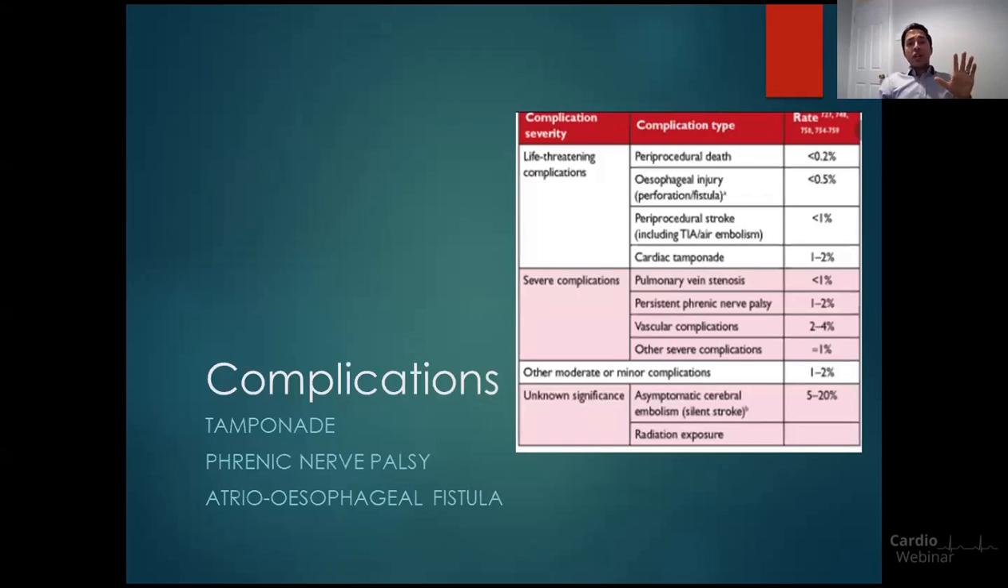So to finish, I just want to touch on complications. Now, on the right, there are a series of complications that we would normally quote in terms of consent. But I just want to talk about 3 of them: tamponade, phrenic nerve palsy, and atrioesophageal fistula. Because I think these 3, there are bits of it that as a general cardiologist, you may not be so familiar with some of the thought processes and decision-making.